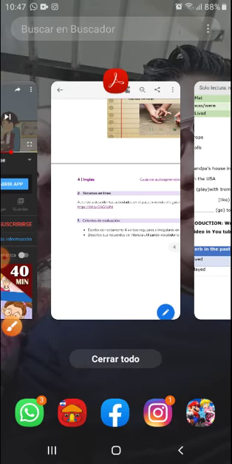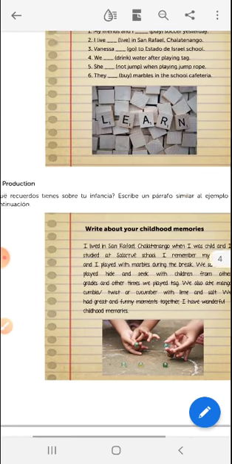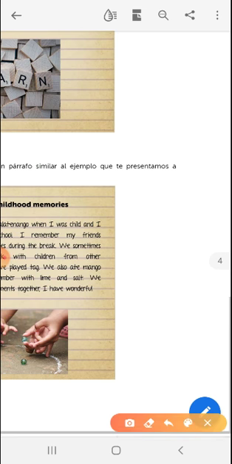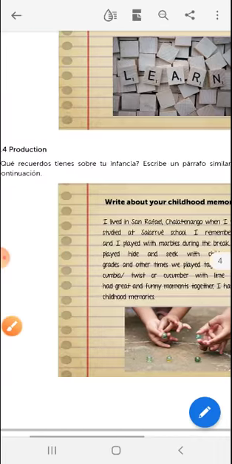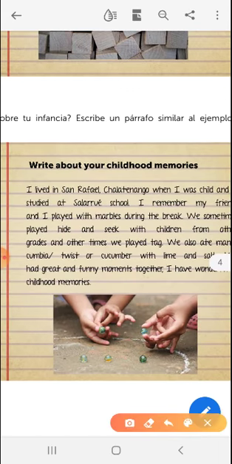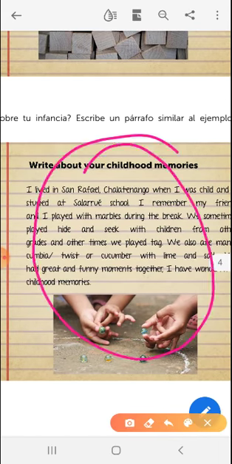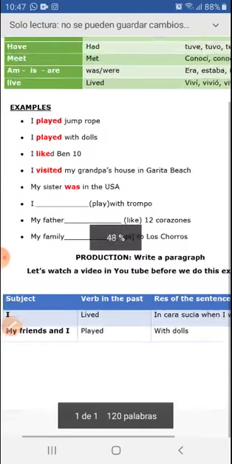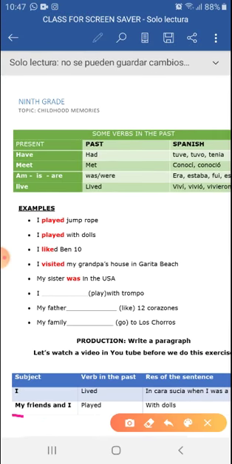Now, let's see the guide, la guía. Yes? ¿Qué recuerdos tienes sobre tu infancia? Escribe un párrafo similar al del ejemplo que te presentamos a continuación, okay? Escribe un párrafo, okay? This one is the paragraph that you will write. Este es el párrafo que vas a escribir. This is the paragraph that you will write. Similar to this one. With your information, okay? Change the information. You can use this system or these formats to write sentences in the past. Puedes utilizar este format to write sentences in the past.